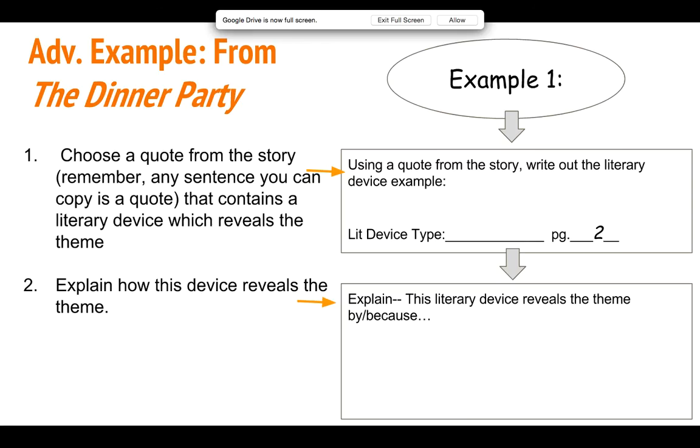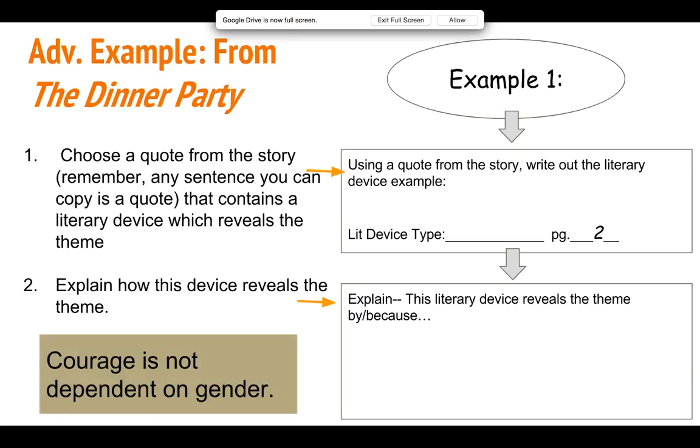In the dinner party example, the only difference here is that we're looking for a literary device. I'm starting with my theme, look at the brown box. Courage is not dependent on gender, and I am trying to find an example of where courage is happening, and where courage is happening to both women and to men in this story.